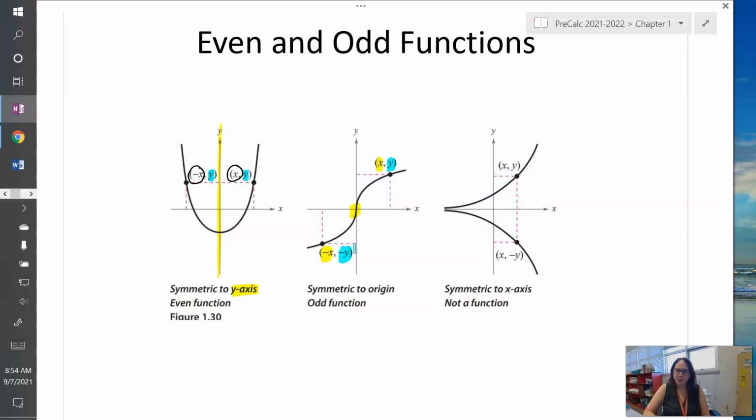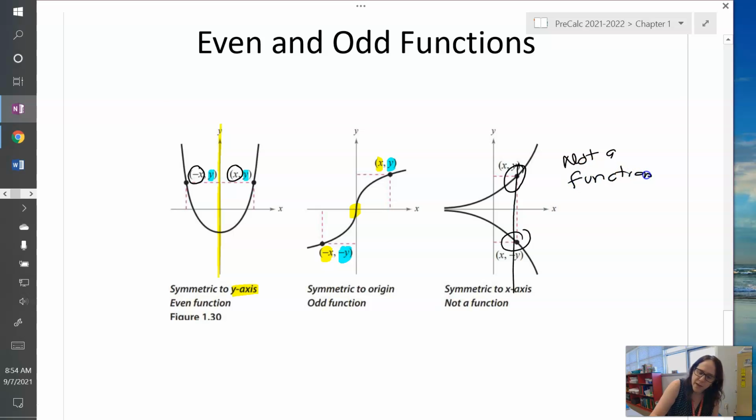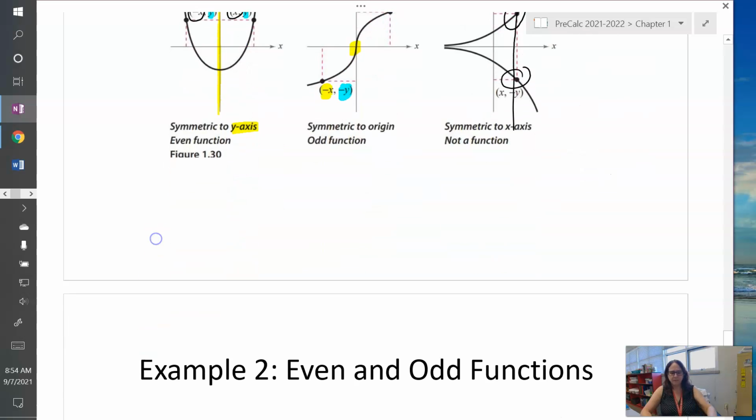That's not a function. Check it out. Vertical line test. Right through here. So not a function. So watch out for that. Even though it might be symmetrical to the x-axis, that's not an even or an odd function. It's not a function at all.